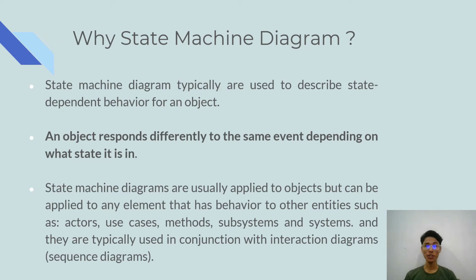So, why state machine diagrams? State machine diagrams are typically used to describe state-dependent behavior for an object. An object responds differently to the same event depending on what state it is in. They are usually applied to objects but can also be applied to any element that has behavior, such as actors, use cases, subsystems, and systems. They are typically used in conjunction with interaction diagrams or sequence diagrams.